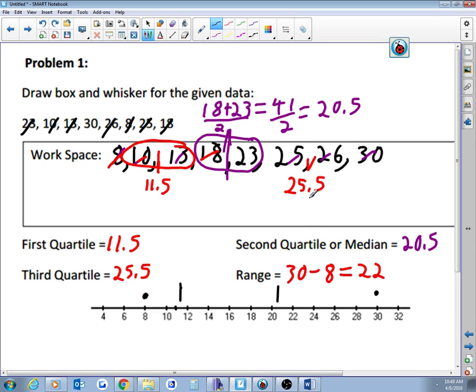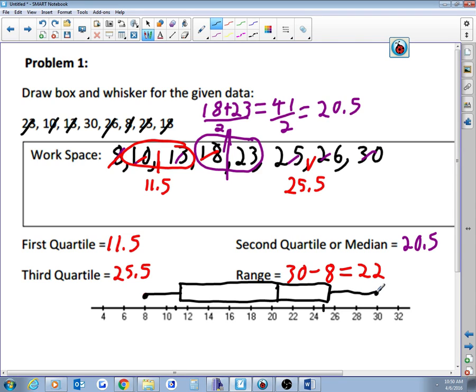And then our upper quartile, or our third quartile, is 25.5. So there would be 25 right between 24 and 26. So 25.5 would be right about there. Okay, so we've got our minimum, our first quartile, our second quartile, which is also our median, and our third quartile, and then we have our maximum number. Now, for these three in the middle, these lines, we're going to make them into a box. And then we're going to connect the minimum and the maximum to the box with a line.